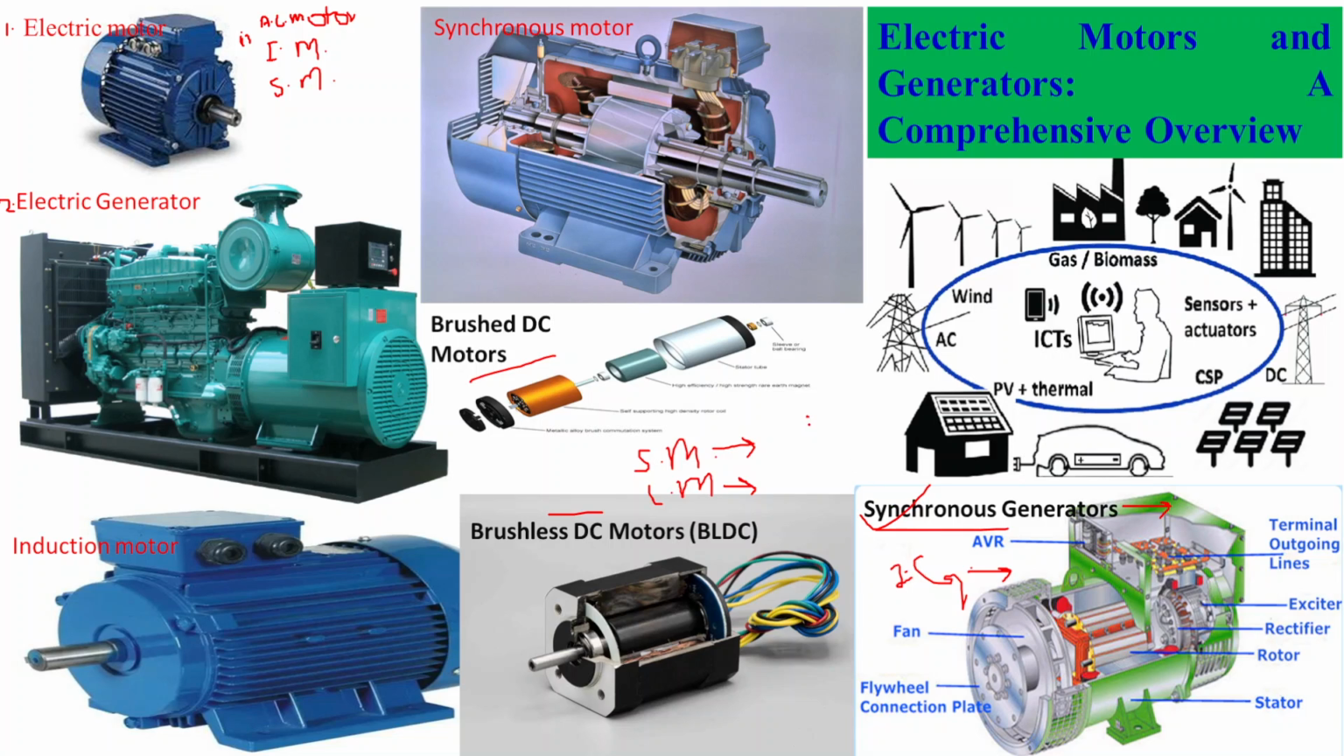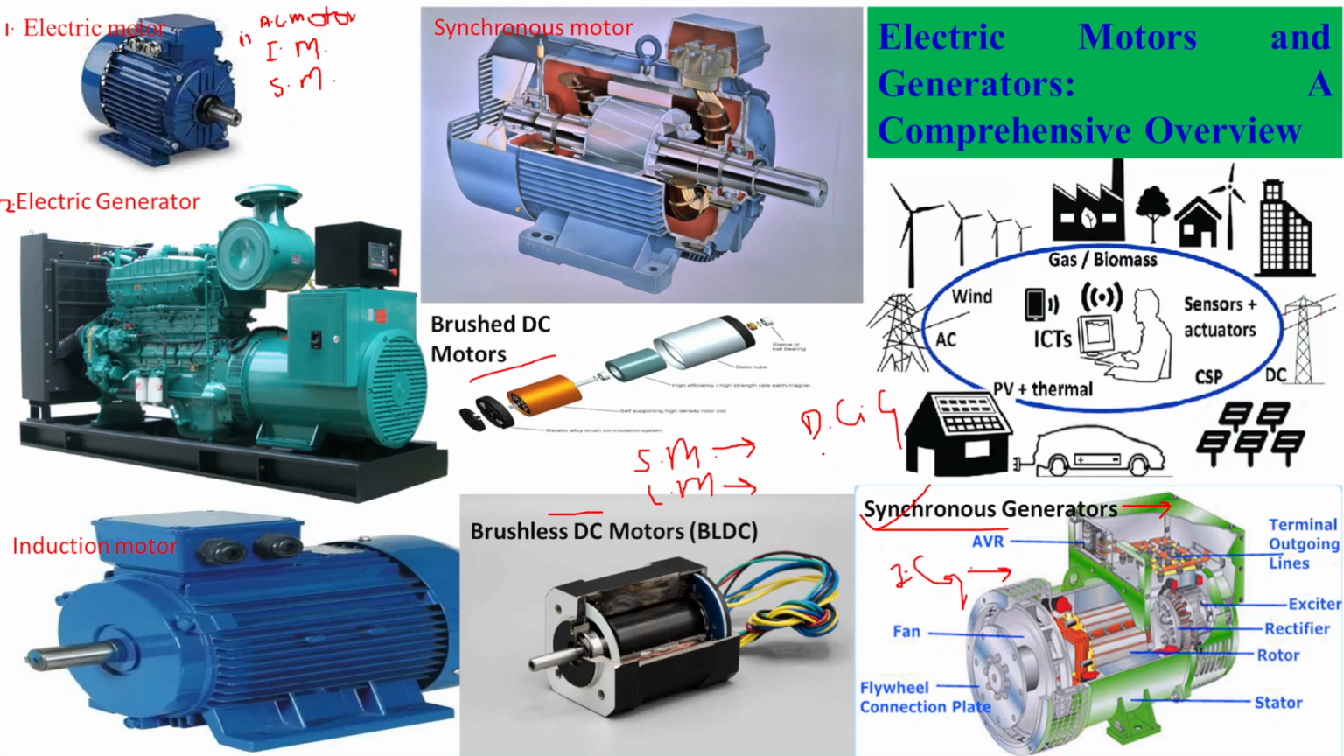Coming to the DC generators, again we have two types of DC generators: dynamo generators and permanent magnet generators. Dynamo generators produce direct current by rotating a coil of wire, called the armature, within a magnetic field created by a stationary field winding. They are commonly used in early electrical systems before the widespread adoption of AC power.